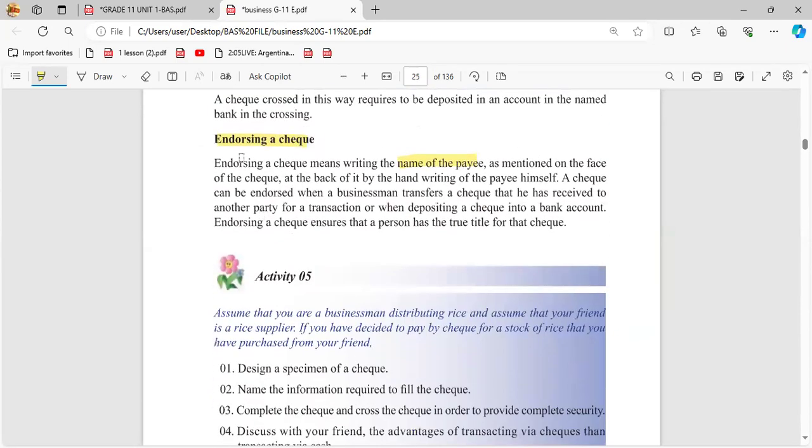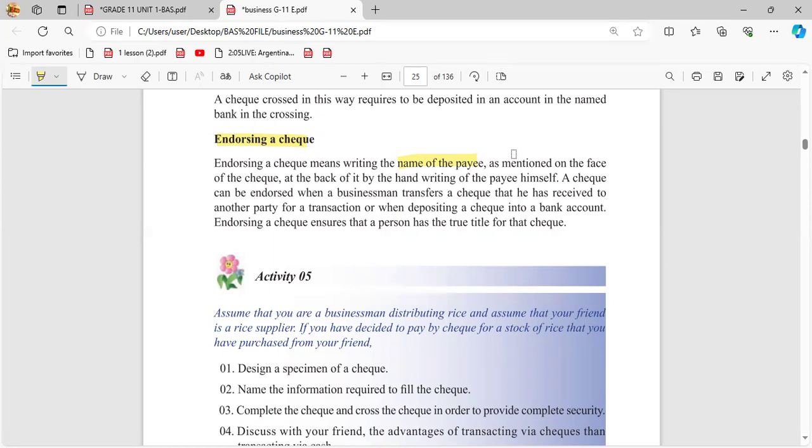Therefore, read this. Endorsing a check means writing the name of the payee as mentioned on the face of the check at the back of it, that means the reverse part, by the handwriting of the payee himself, if you want to transfer the check to another person.